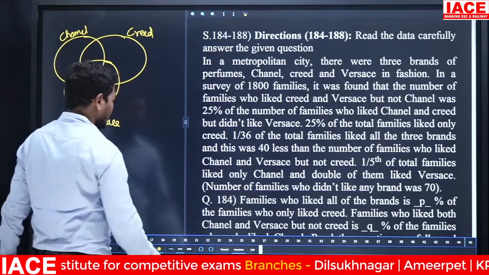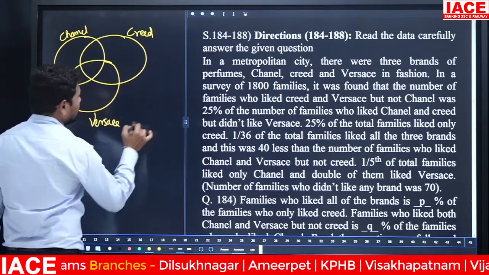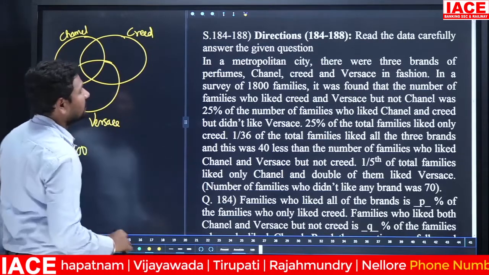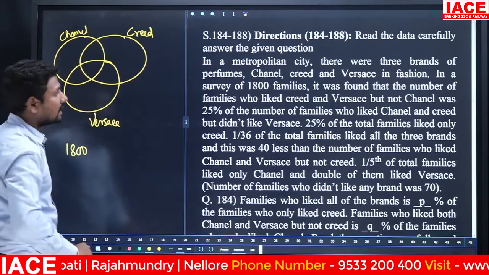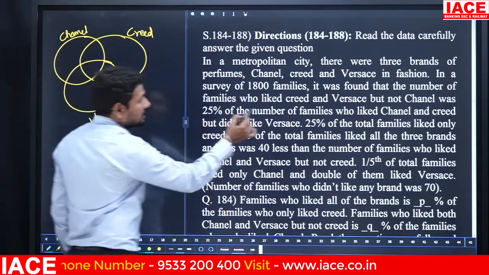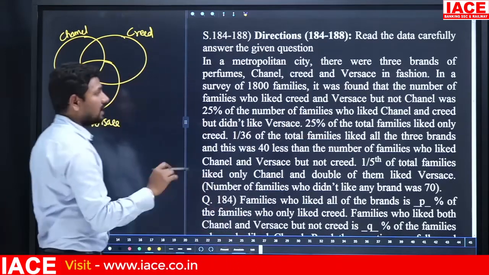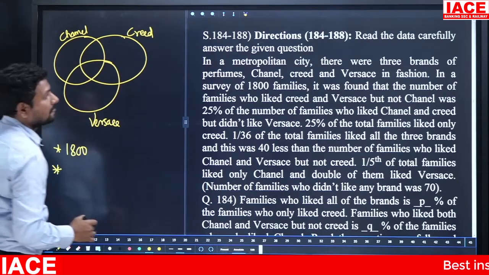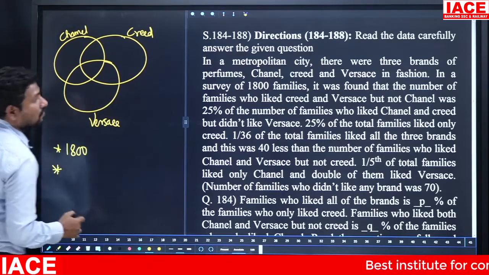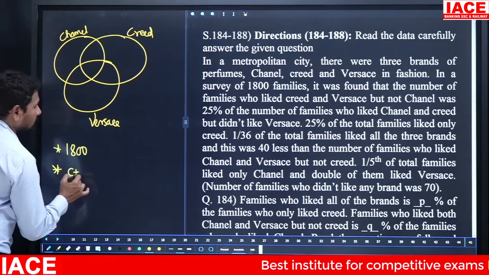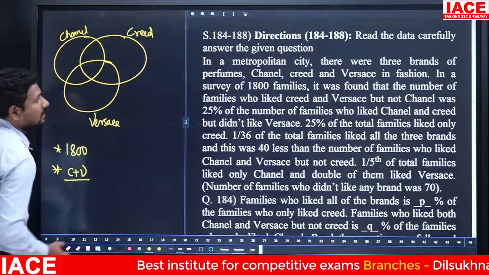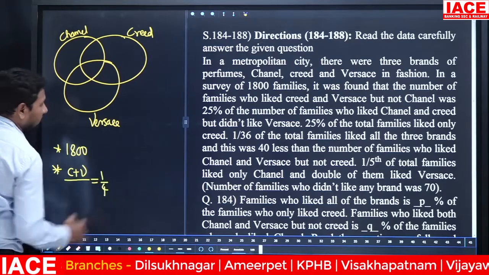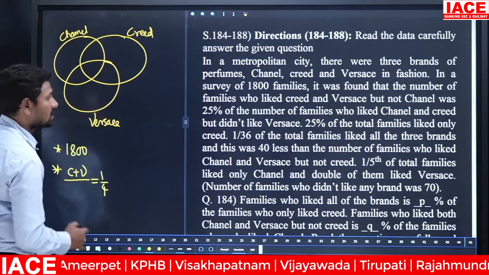In a survey, 1800 families are surveyed in total. It was found that the number of families who liked Creed and Versace but not Chanel was 25% of the number of families who liked Chanel. Okay, this is the first condition. Coming to the second condition, the number of families who liked Creed plus Versace but not Chanel was 25%, which means 1 by 4, of the number of families who liked Chanel and Creed.